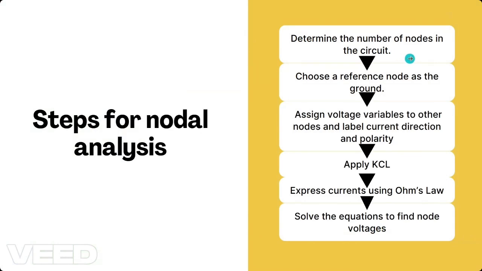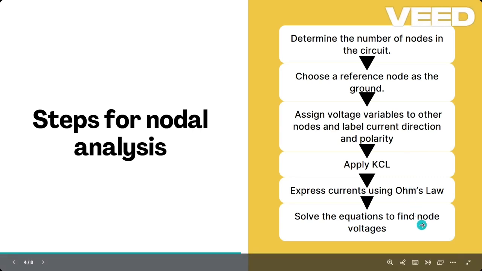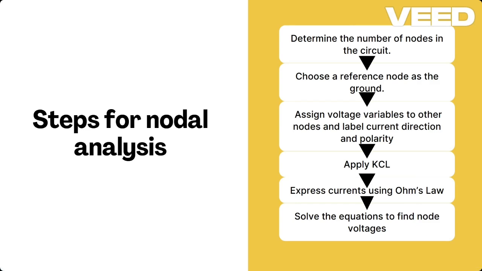Now for the solving part. There are several steps involved in this. First, we determine the number of nodes in the circuit. Next, we choose one of the nodes as the reference node. Next, we assign voltage variables to the remaining nodes and label the current directions. After that, we apply KCL at each node except the reference node. Then, using Ohm's law, we express the current in terms of voltage and resistance. And finally, we solve the equations to determine the unknown node voltages.